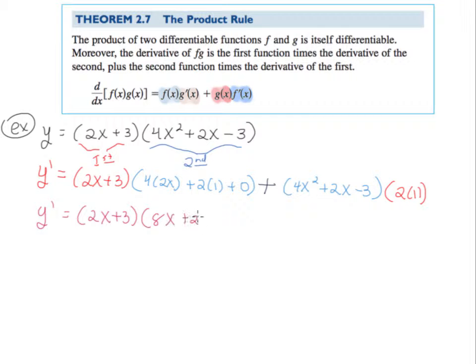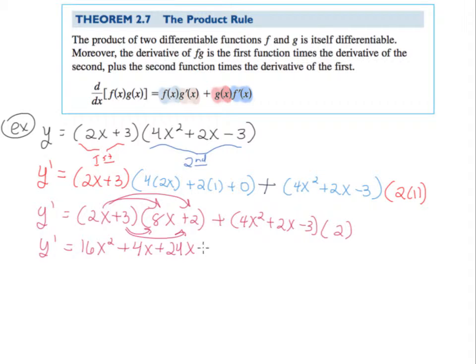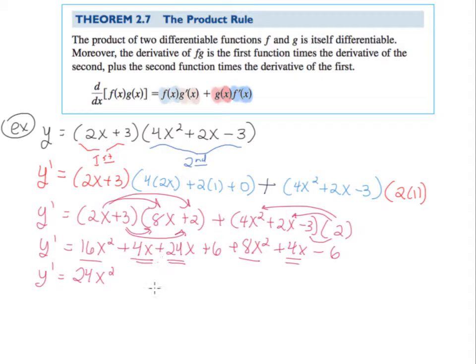And then we're going to simplify using our algebra rules, using the distributive property for this first set of products, and the distributive property for the second. Combining like terms, we find the derivative of y is equal to 24x squared plus 32x.